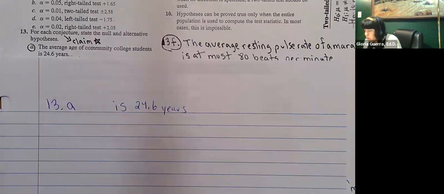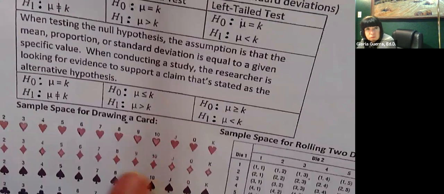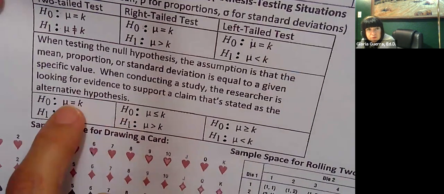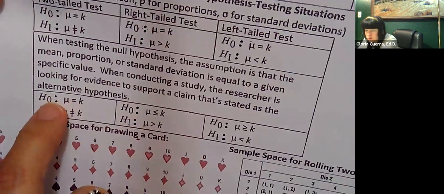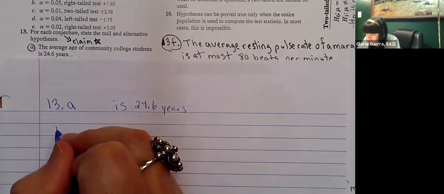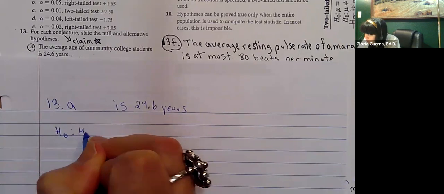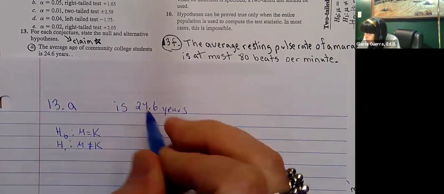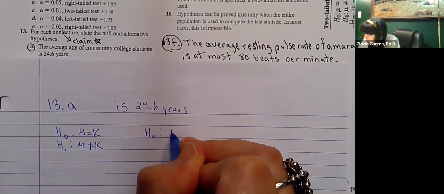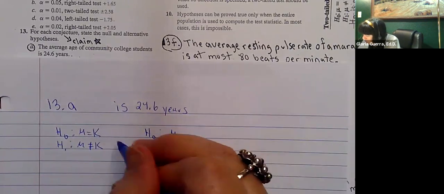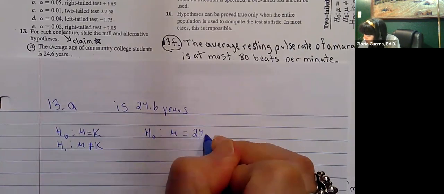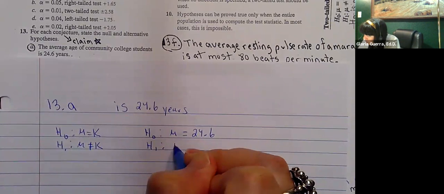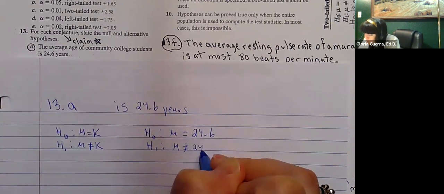So then you go to the bottom here and you say, well, start with this first. Where do I have an equal sign? See right there? That's going to be your claim, your H null. So you say, oh, that looks like this one, H null mu equal K, H1 mu not equal to K. So I'm going to write H null: mu equals 24.6. And then H sub 1 would be mu not equal to 24.6.